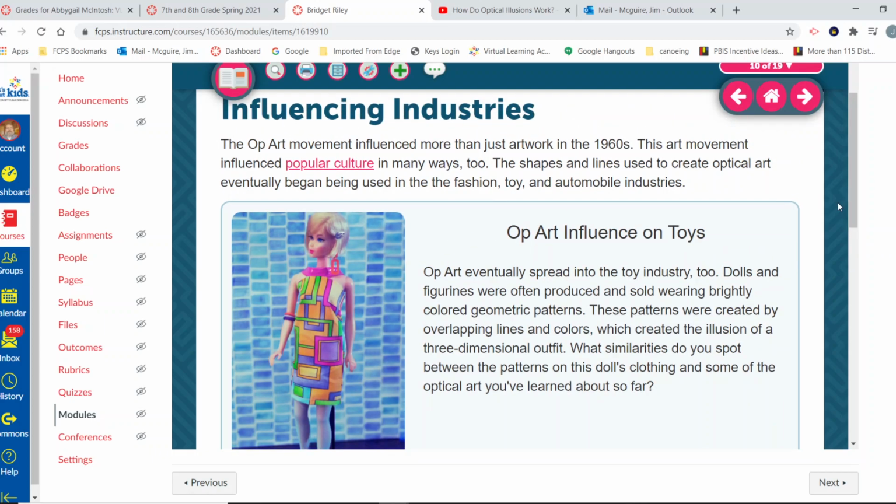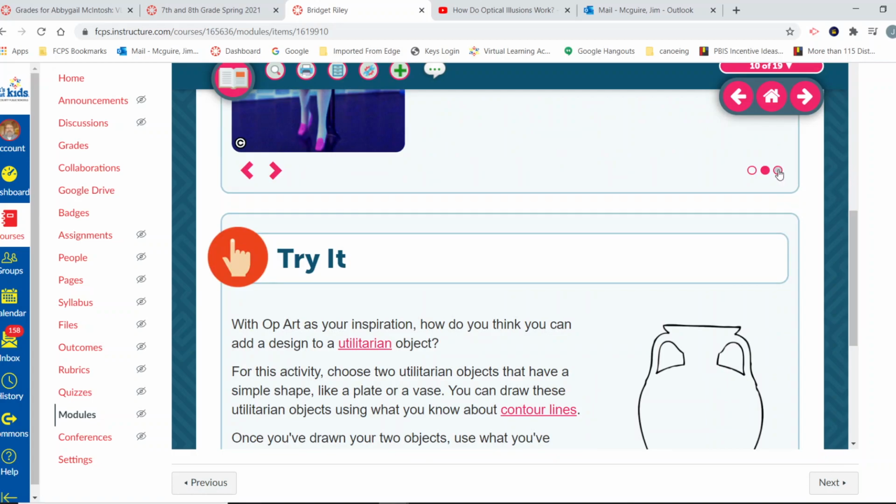Op art eventually spread into the toy industry too. Dolls and figurines were often produced and sold wearing brightly colored geometric patterns. These patterns were created by overlapping lines of color. And we see some of that over-under sort of passing through each other, like we saw in the unpronounceable gentleman's artwork. What similarities do you spot between the patterns in this doll's clothing and some of the optical art we just talked about? Yep, that overlapping is part of it. There's one other one here we want to take a look at real quick.